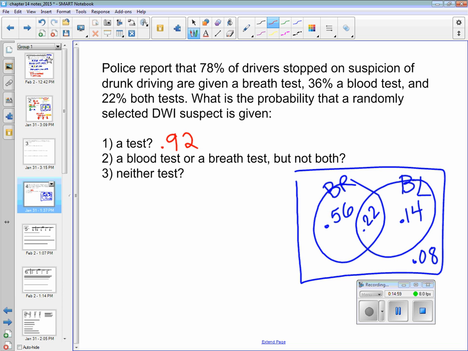It's kind of crazy. All right, how about number 2? What numbers am I looking at here? A blood test or a breath test, but not both. So what am I looking at in the Venn diagram here? Davis? Perfect. I'm going to add 0.56 and 0.14. And when I do that, I get something maybe.